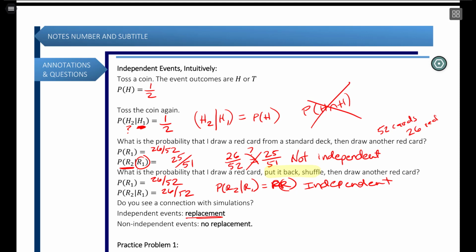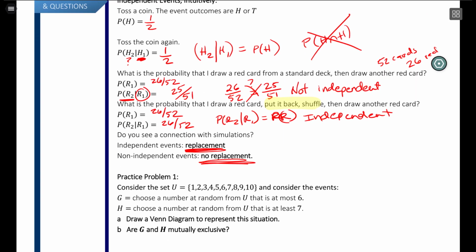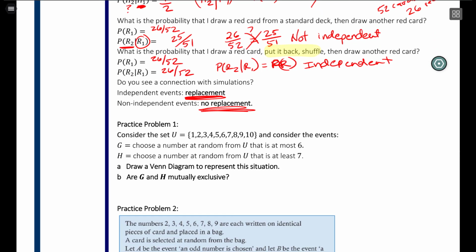If you are drawing things with replacement, then they're going to be considered independent. If we are drawing things without replacement, then we are going to say they are not independent, right? We put something back, we can consider it independent. If we don't put it back, not independent. Let's look at a couple other practice problems before we head out for the day.